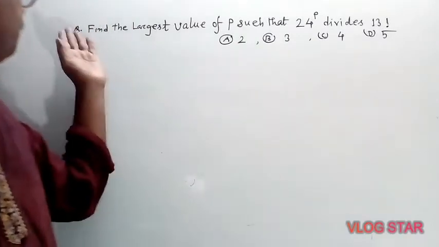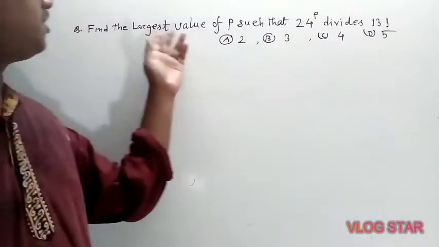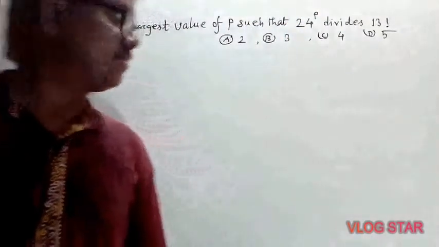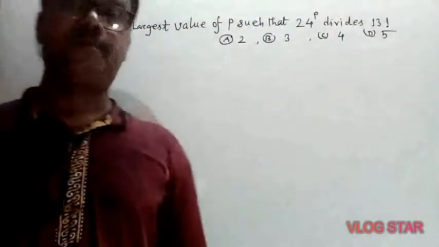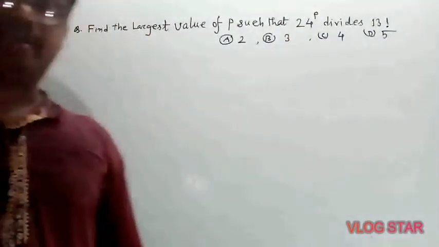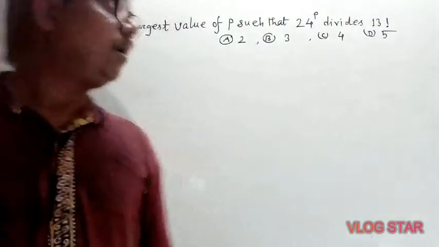See the problem. Find the largest value of p such that 24 power p divides 13 factorial. The options are 2, 3, 4 and 5. This is a very important problem of number systems or combinatorics.